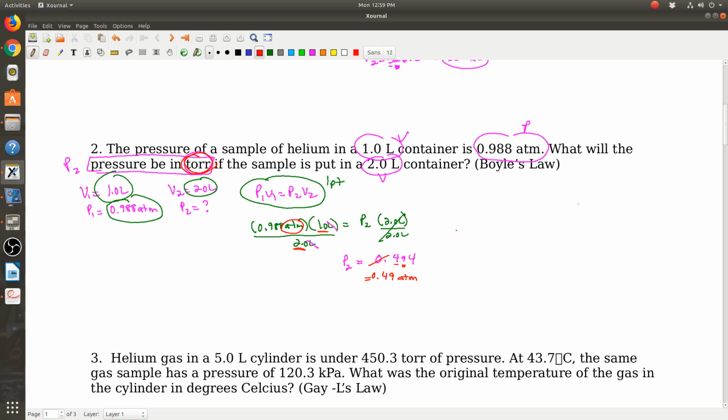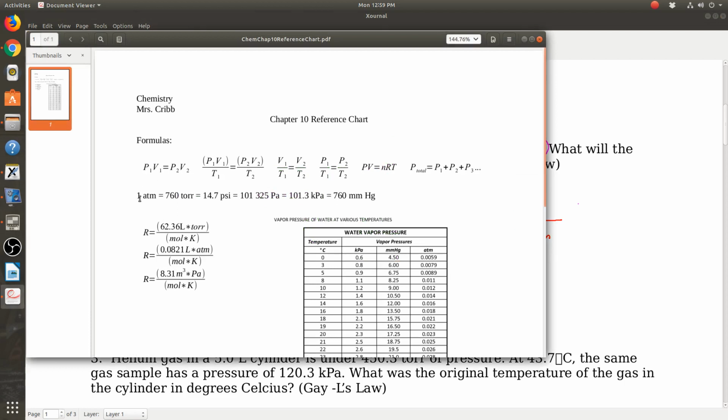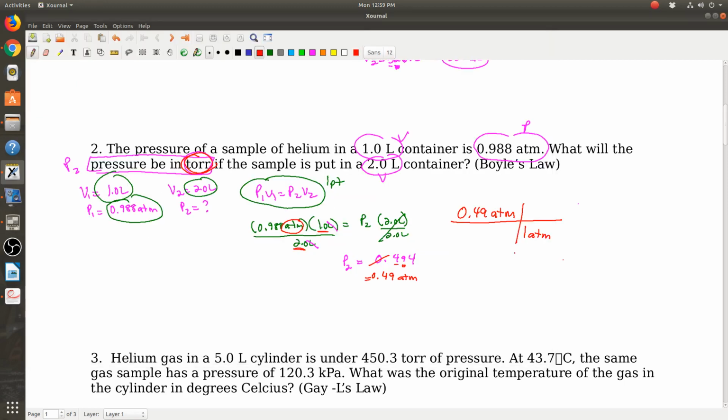And so you've got to remember how to convert. So I take my 0.49 atmospheres, and I'm going to convert it. 1 atmosphere is equal to how many torr? Well, you don't have to guess. You just go back to the reference sheet. Here's 1 atmosphere is equal to all of these things, so I can set up any kind of conversion factor. 1 atmosphere equals 760 torr. Okay? So 760 torr goes on top. I cancel out my 1 atmosphere.